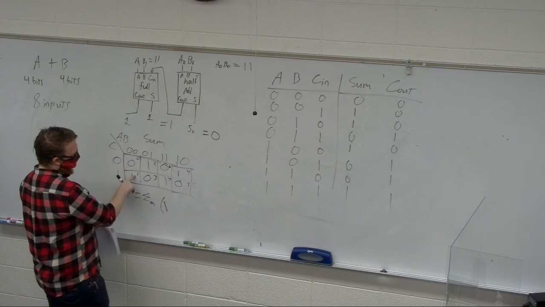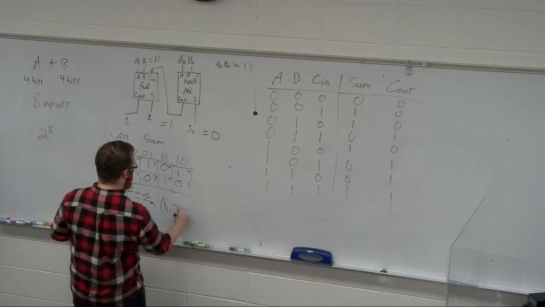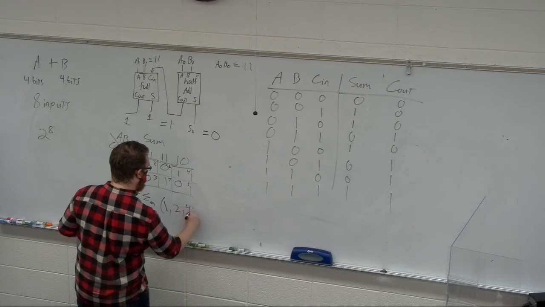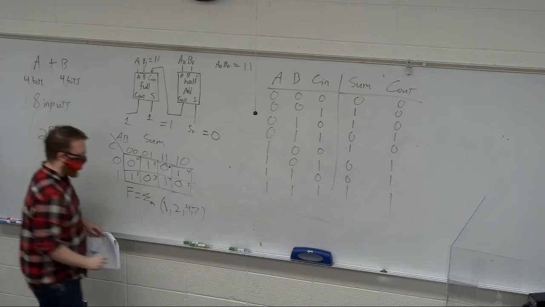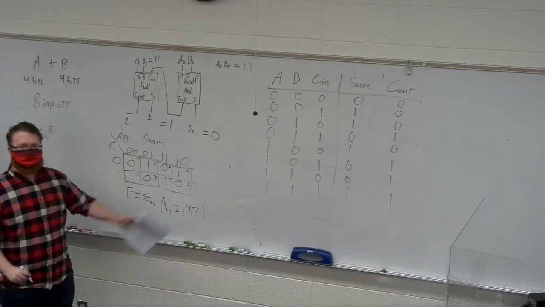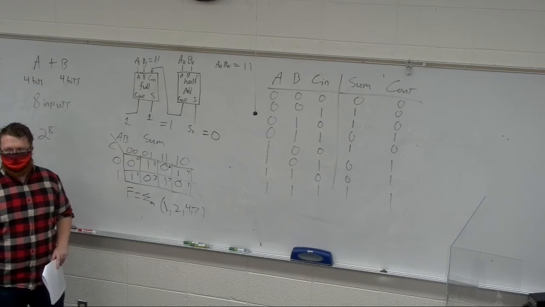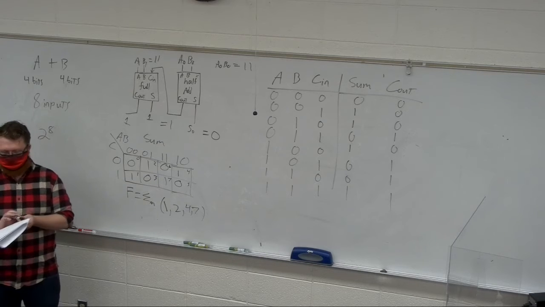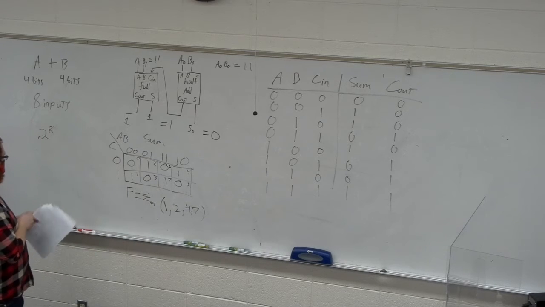So now I have 1, 2, 4, and 7. Right? So the function is the sum of the min terms 1, 2, 4, and 7. We need to solve what that is. I'm just reminding you guys of notation, right? Repeating is good.